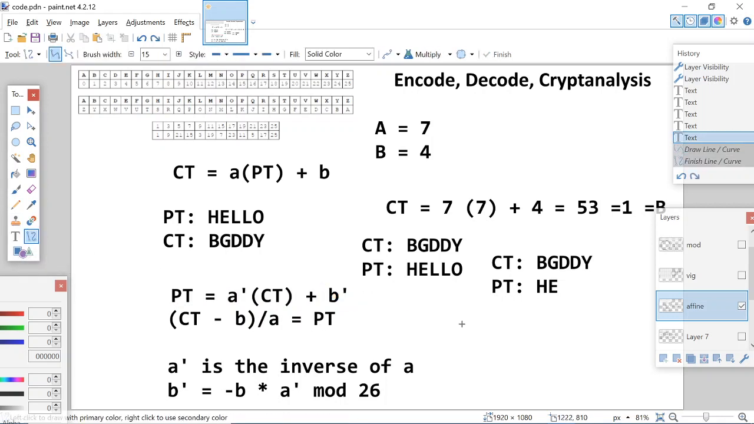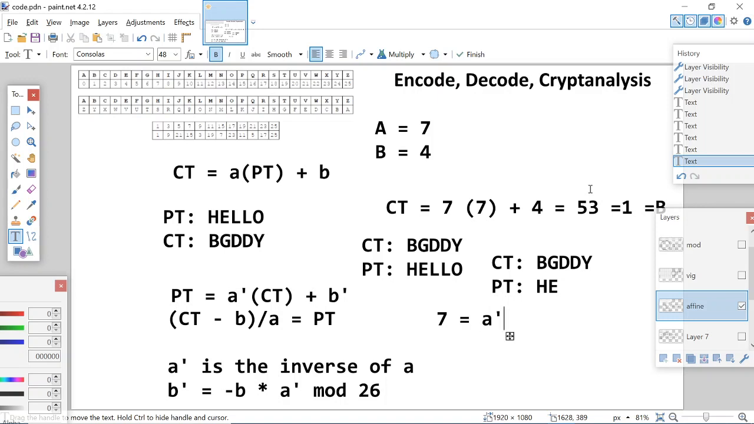So basically I set up plain text, in this case, which is H. H is 7. 7 equals A prime times ciphertext, which is B, so 1, plus B prime. Next I have E, which is 4, equals A prime times G, which is 6, plus B prime. Oh sorry, I left it as G instead of 6. Now, next thing to do, subtract these two formulas as you would to get rid of B prime, basically.